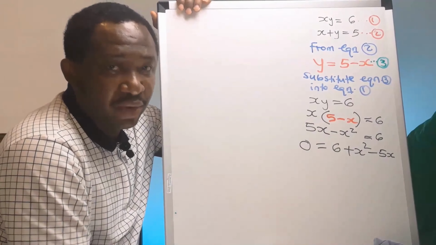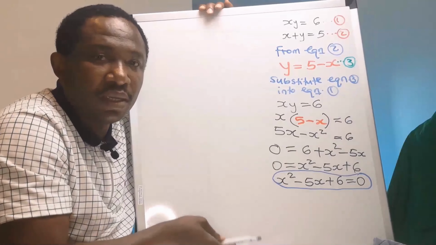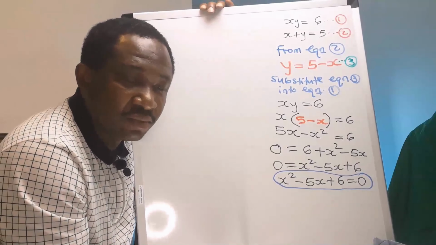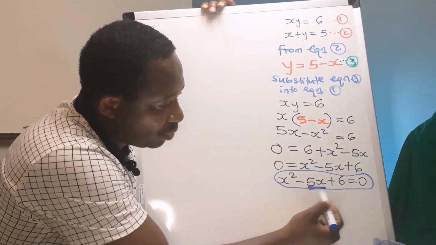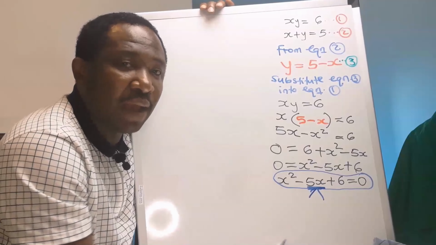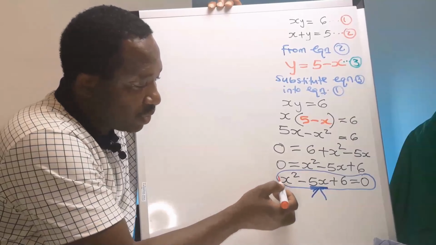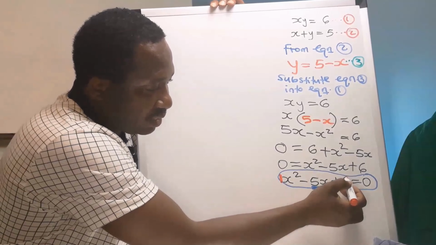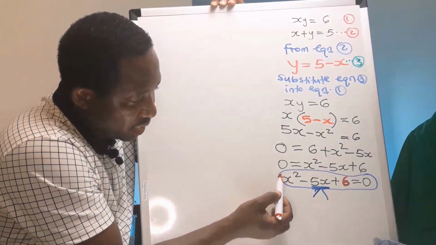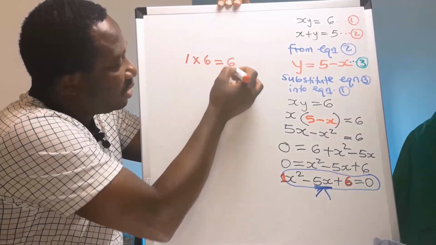Next, I will rearrange the quadratic equation. We have a quadratic equation. Next, if this quadratic equation is factorizable, then I will split the middle term into 2 to have 4 terms, so that I can apply factorization by grouping. To do this, I will multiply 1 with this constant 6, because the coefficient of x squared here is 1. Hence, 1 times 6 will give me 6.